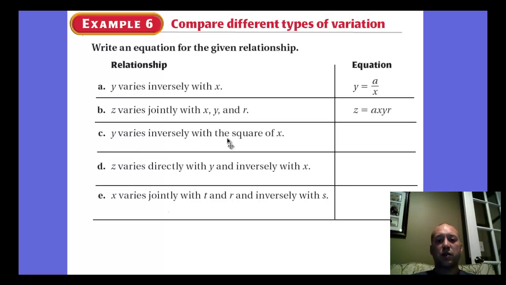Y varies inversely with the square of x. So inversely with the square of x. So now you have the including the square of x. Inverse is the fraction. Z varies directly with y and the inverse of x.